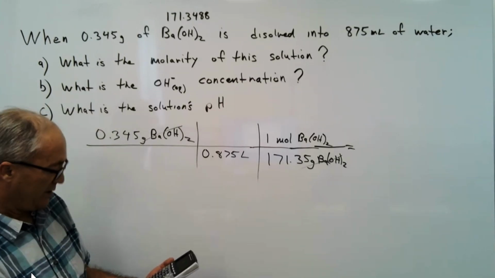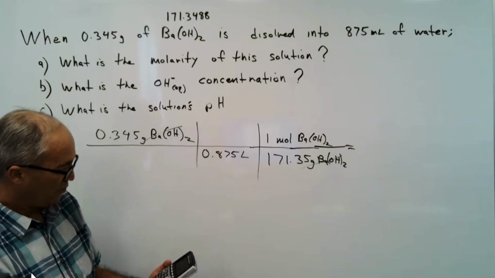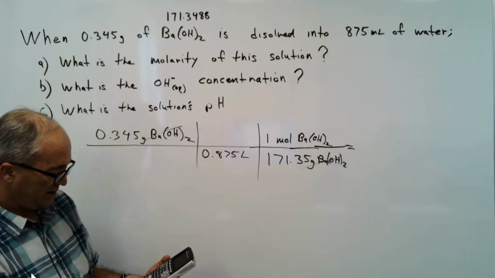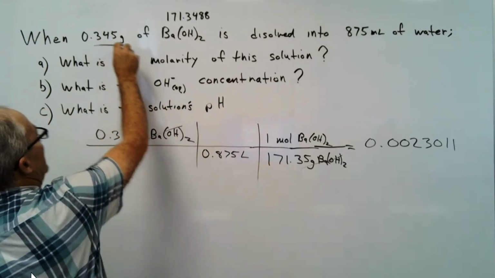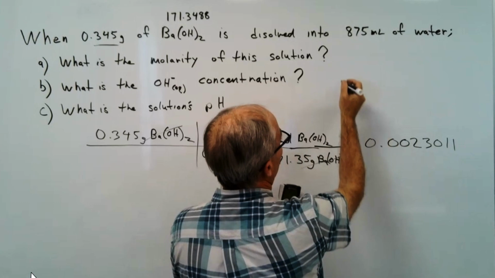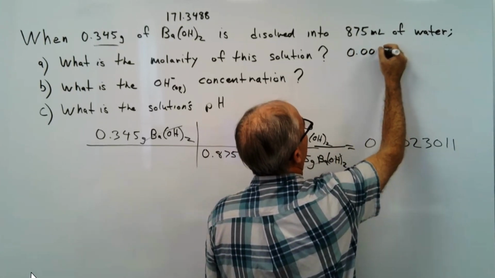Here we go. 0.345 divided by 0.875 divided by 171.5. And I know this mass to 3 digits. Why don't I just round this to 3? What is the molarity? This might be what I print on the bottom, put a label on.